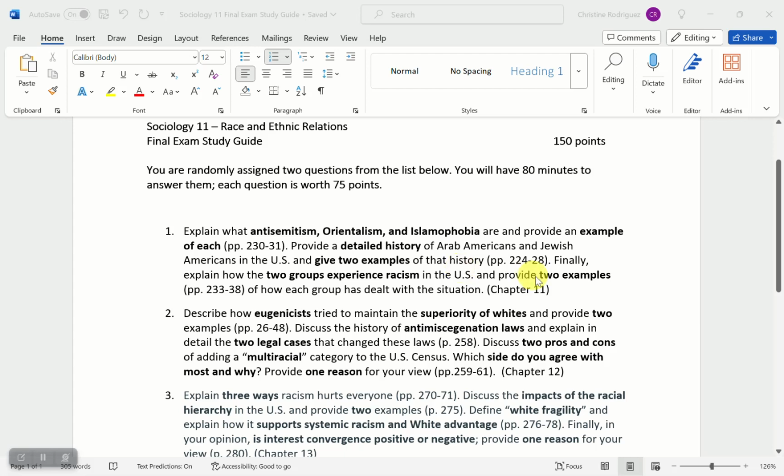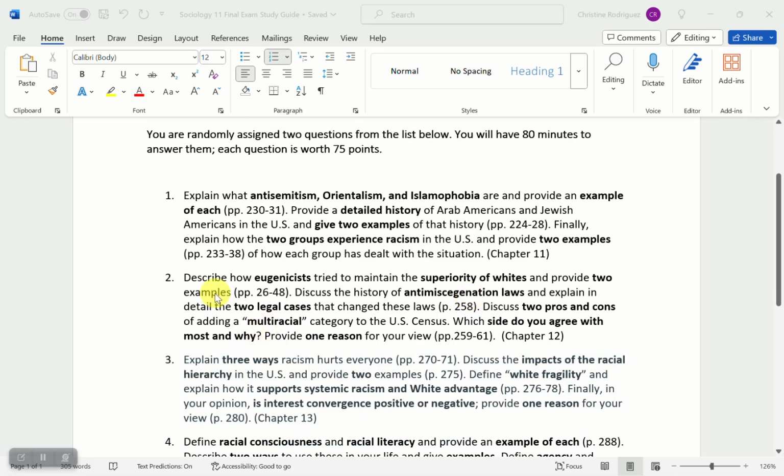Finally, explain how the two groups experience racism in the US and provide two examples of how each group has dealt with the situation. Okay, so each of these groups have experienced racism, give a detailed discussion of that, and then two examples of how they've dealt with the situation.